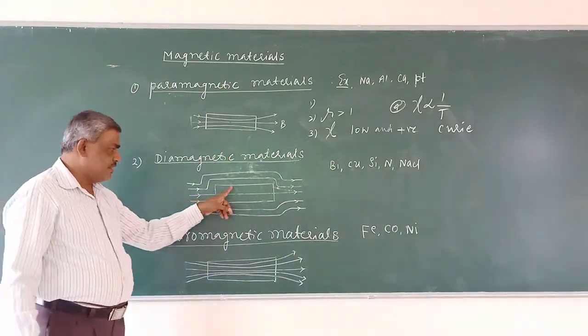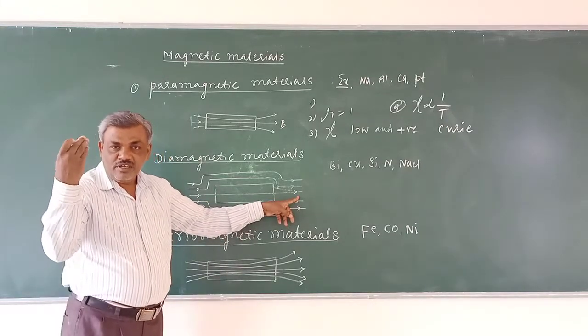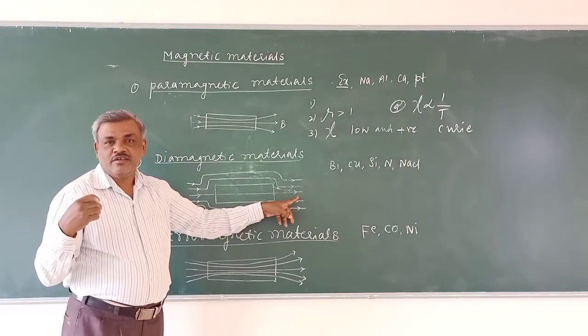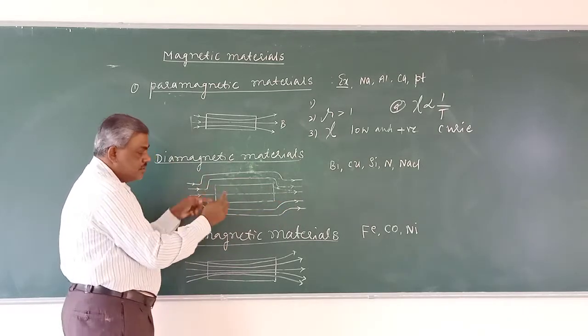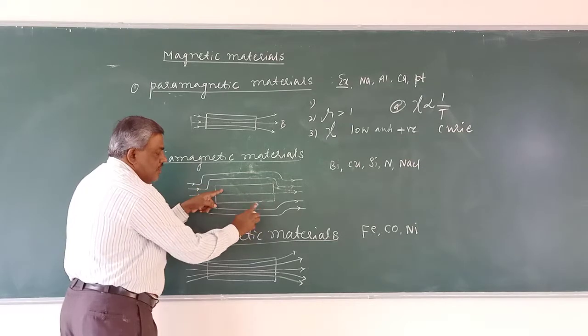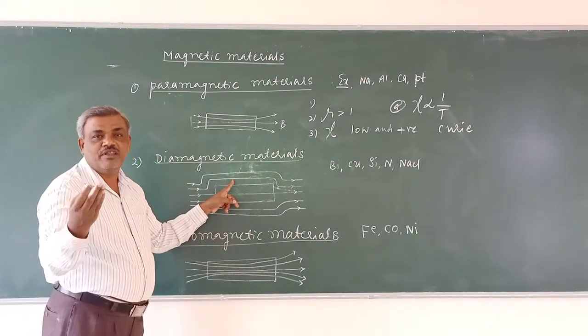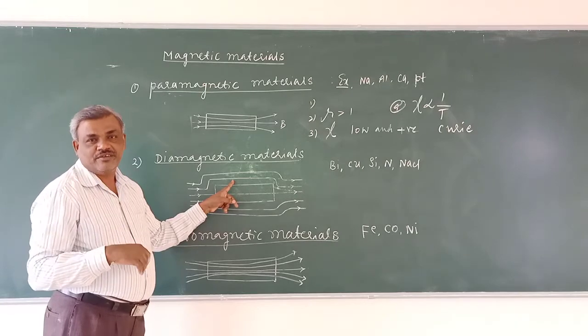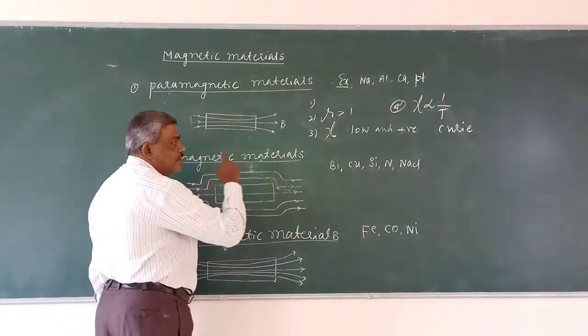Now the specimen is kept in a magnetic field. The specimen is repelled by the magnet. The magnetic field lines are repelled. The magnetic field lines appear outside of the specimen, where they get repelled by the magnet. What are the important properties of diamagnetic materials?